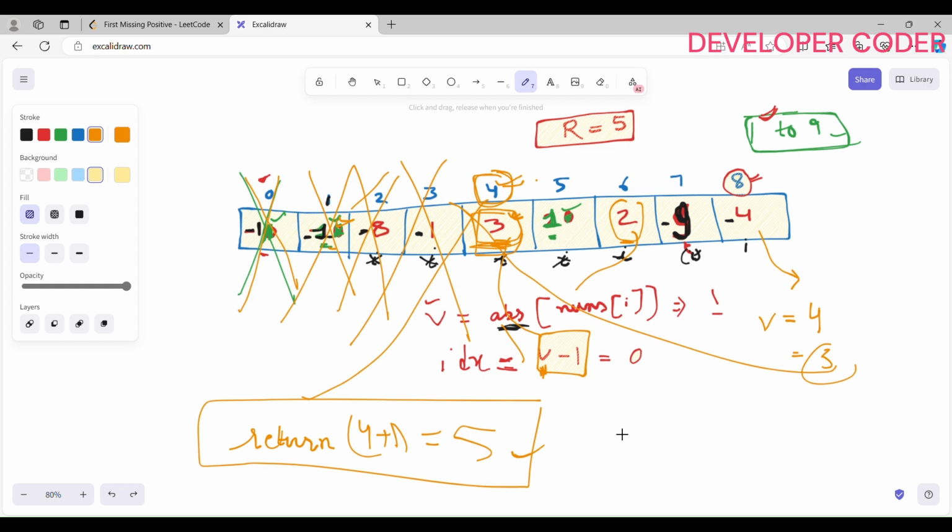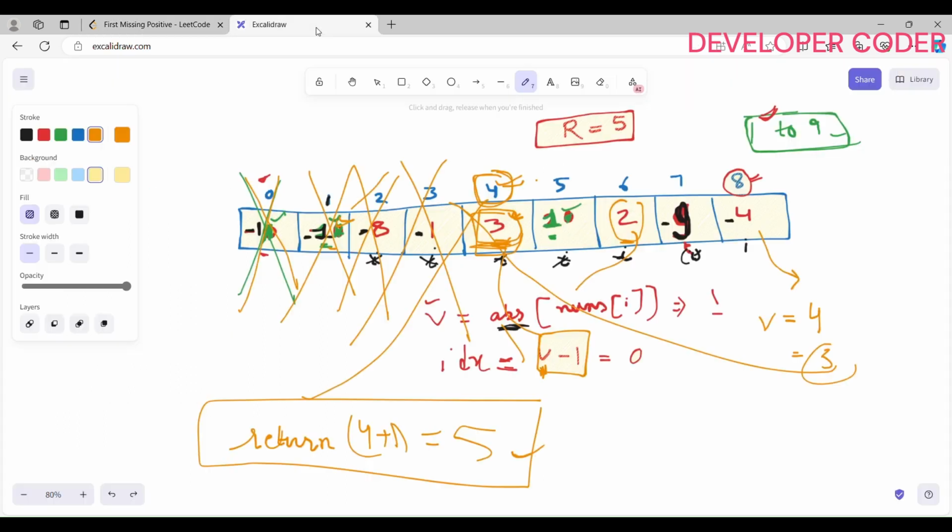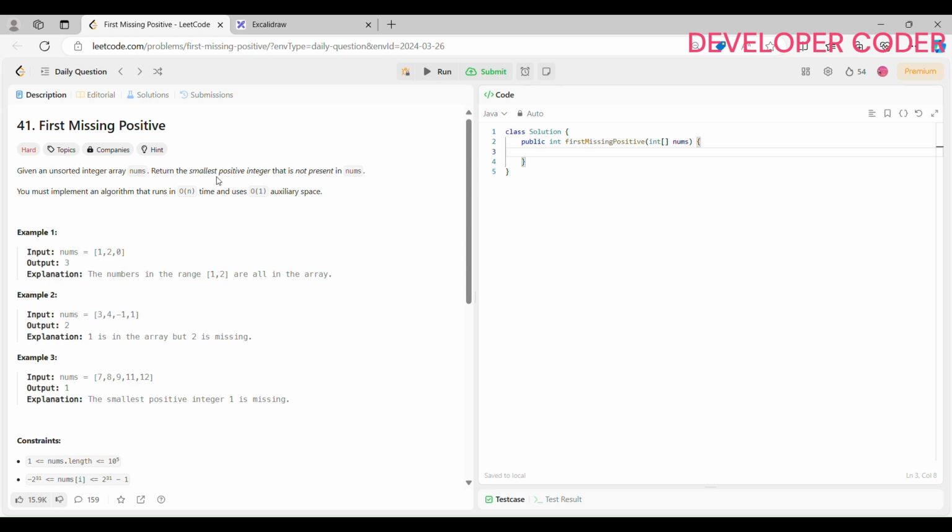Now I'm going to write the code. So code is going to be very simple for this problem. Actually this problem is marked hard because we need to consider all these test cases. Like here I am making all the out of range values as 1. First I'm going to find 1. My algorithm is going to use only one auxiliary space. Okay, so now let's write the code.